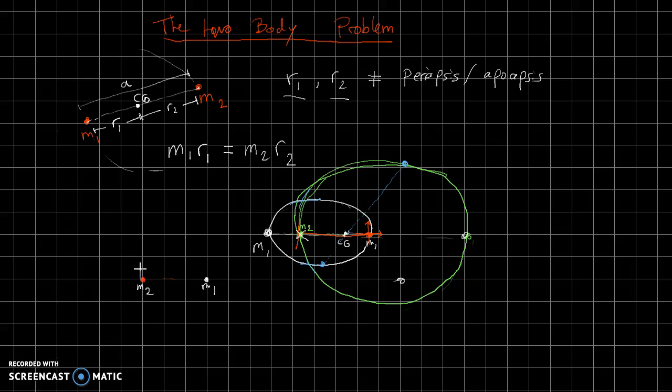So what we have here is a much bigger ellipse that m2 describes around m1. And the radius of this ellipse, or the semi-major axis of this ellipse in this case, will be equal to the semi-major axis of the ellipse of m1 around the center of gravity plus the semi-major axis of m2 around the center of gravity.